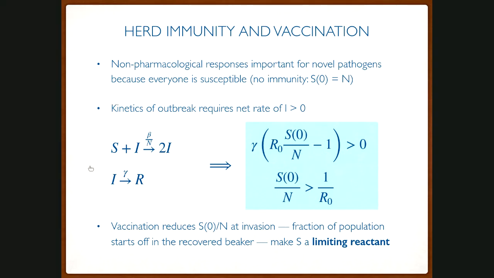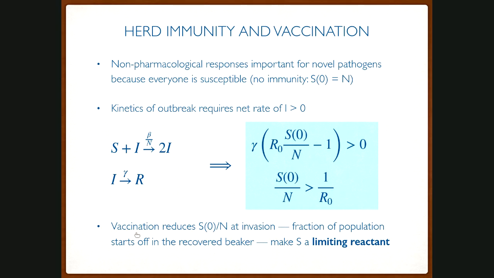What it does is, we have to think about, again, the kinetics, and particularly the rate of production of I, the infected. So going back to our standard SIR equations, let's say that we could work out what the net rate of I is. I won't go into the maths, but it comes down to this inequality. And if you solve it, what you get is this: the number of susceptibles at the beginning of the epidemic divided by the total number of people needs to be greater than 1 divided by the basic reproduction number.